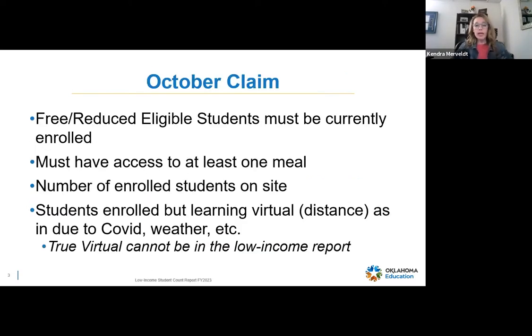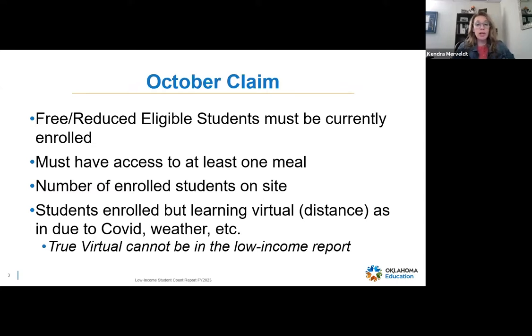When it comes to your October claim, it's for your free reduced eligible students, who must be currently enrolled. So this is your children that are currently enrolled, and this goes towards those that are standard claiming, but the kids have to be enrolled in your district. They have to have access to at least 1 meal. It's the number of enrolled children on site. And this was a hot topic yesterday.